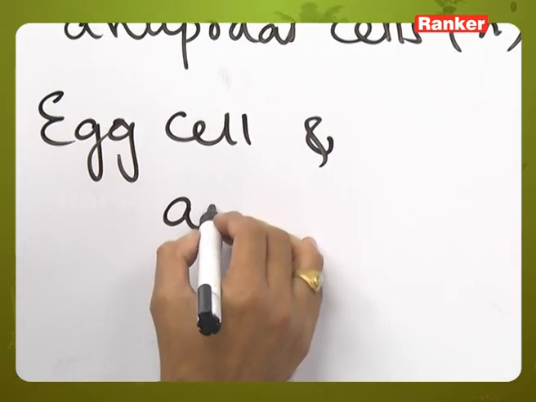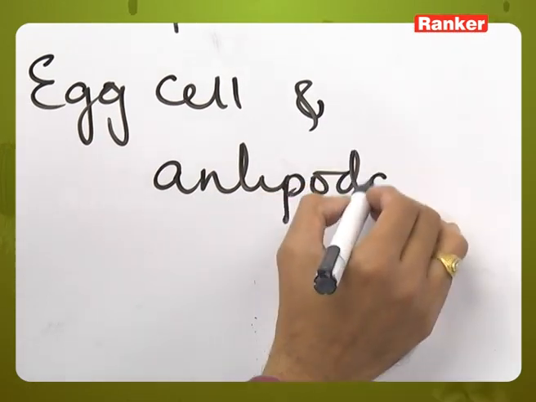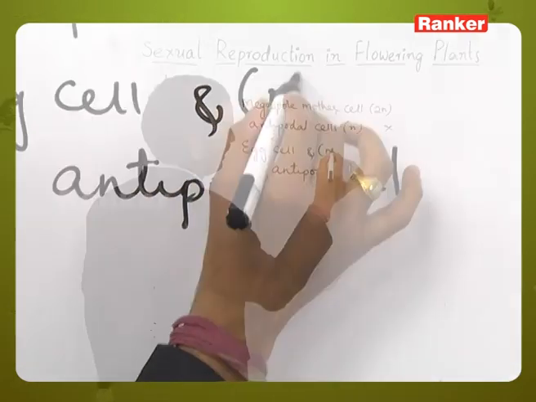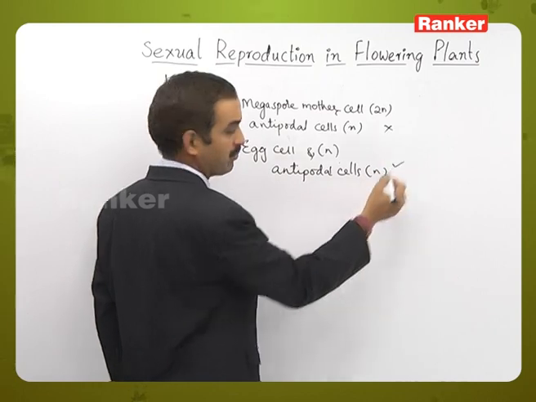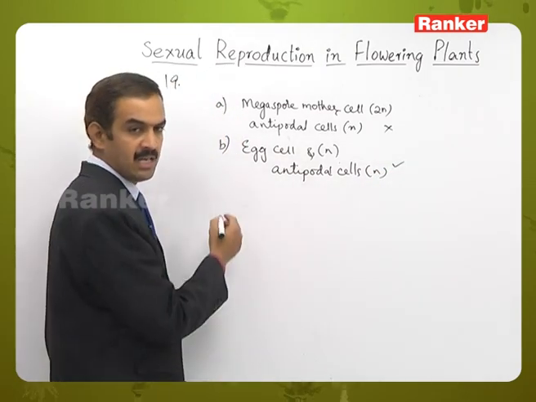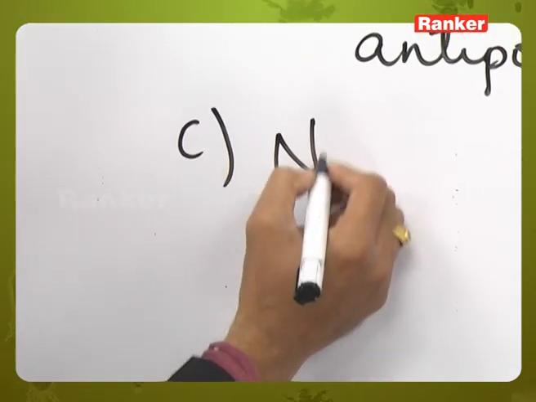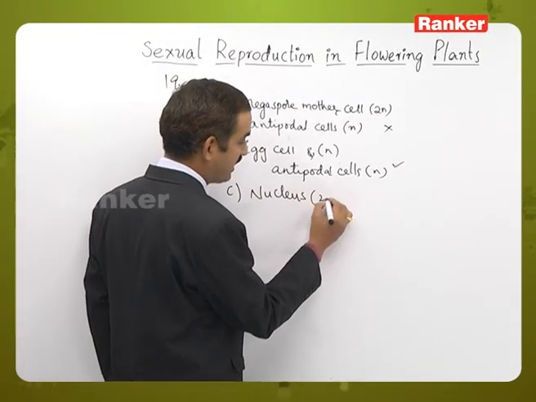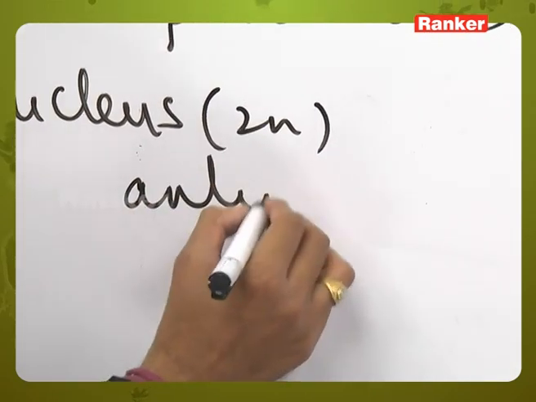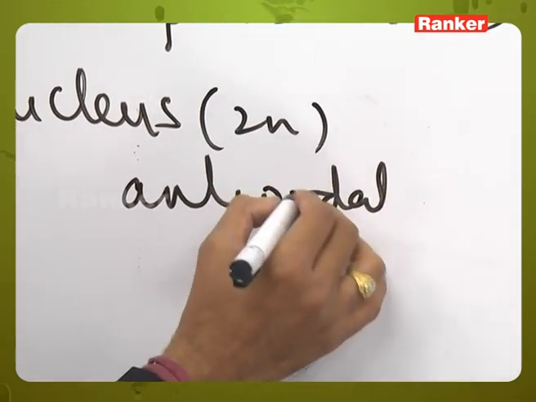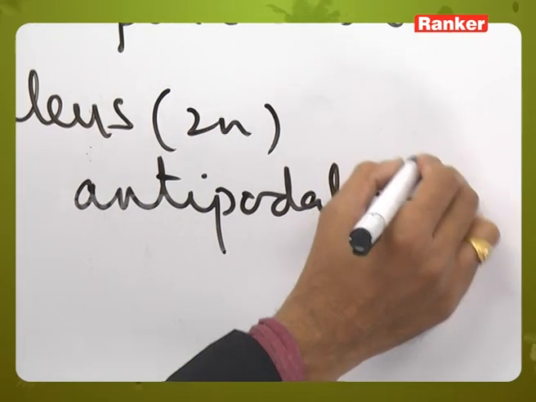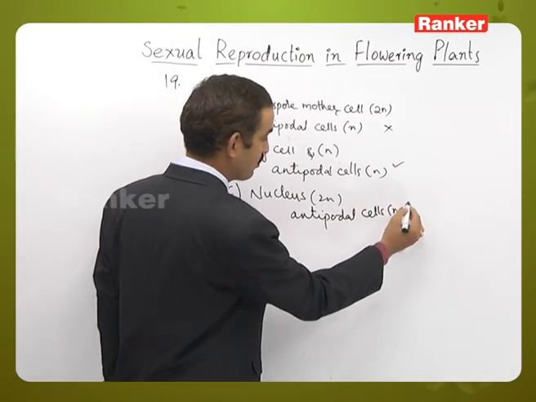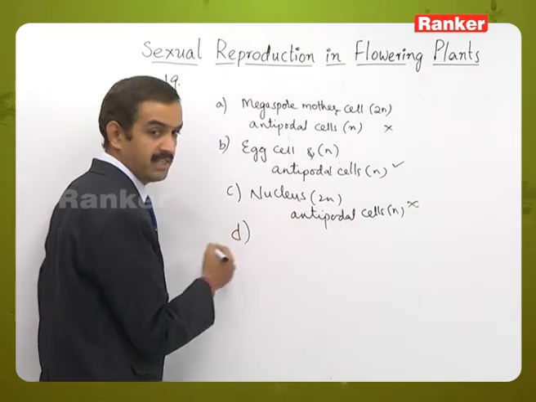And the second one is egg cell and antipodal cells. Egg cell, it is haploid, and antipodal cells also haploid. Both of them are haploid in condition. And the third one is nucleus. So generally the nucleus will be in diploid condition, and antipodals, as we said, are haploid in condition. But both of them should be haploid according to this question. So this is also incorrect.